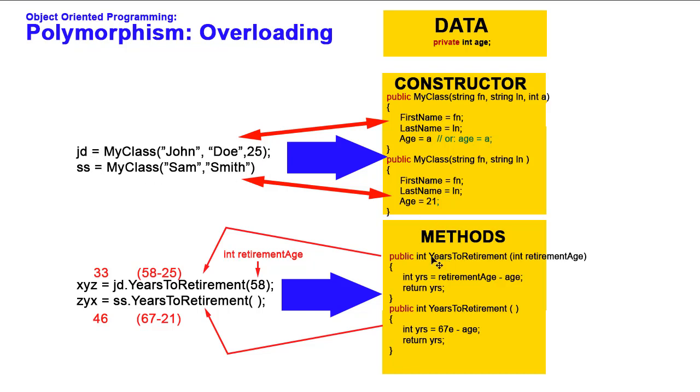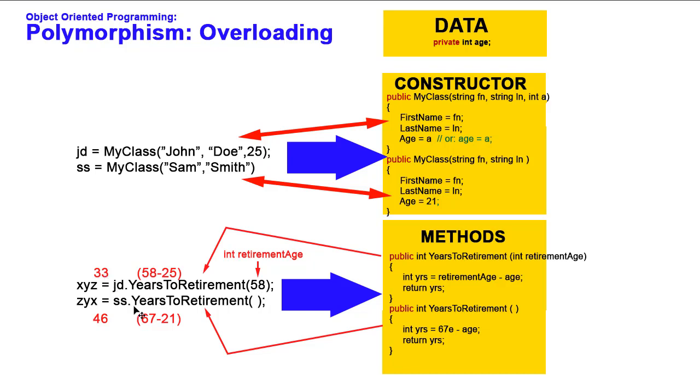Same with the methods. I might have a method called years to retirement. In this case, one method takes a parameter of retirement age, which is an integer. And so if I pass 58 to my object of JD, John Doe, and his age is 25, it's going to return the retirement age minus the age, which is 58 minus his 25, and XYZ would equal 33.